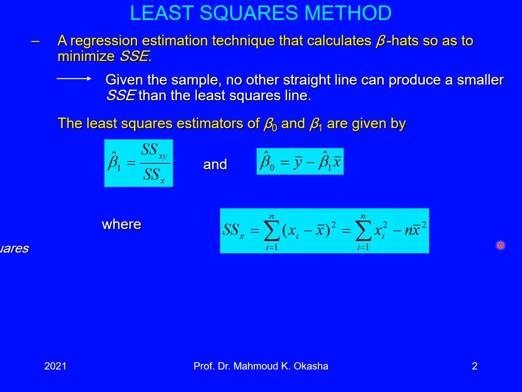Now SSX is the sum of the squares of the differences between all x values and the mean of x, squared. So the squared values of the differences between the values and their means. We call it SSX, the sum of squares of x's.